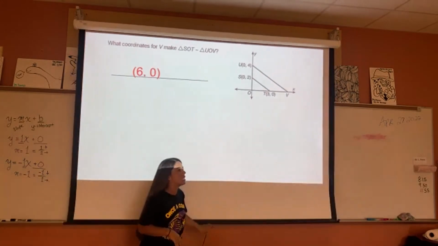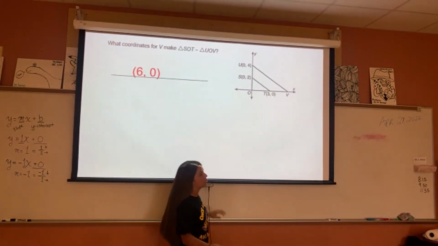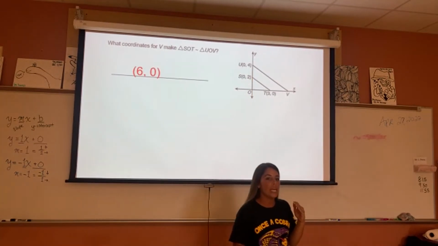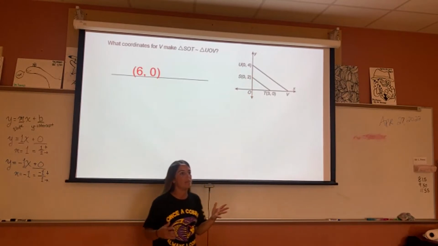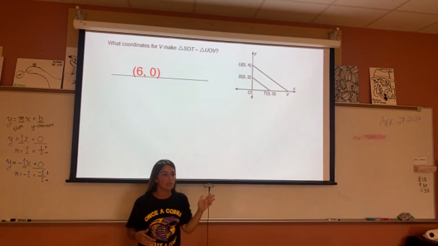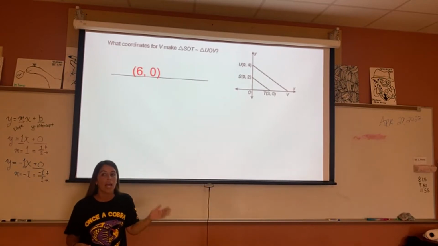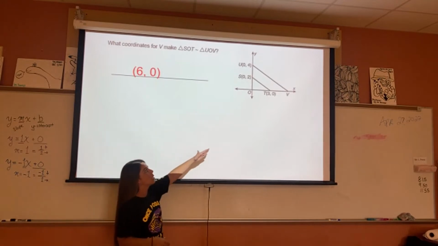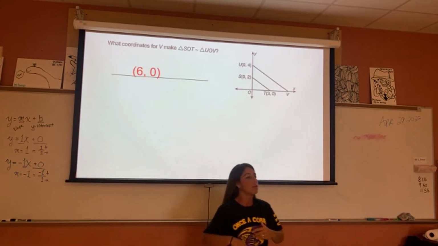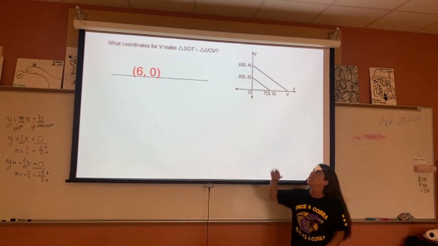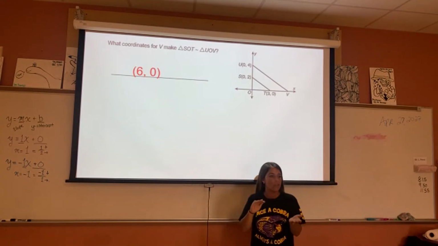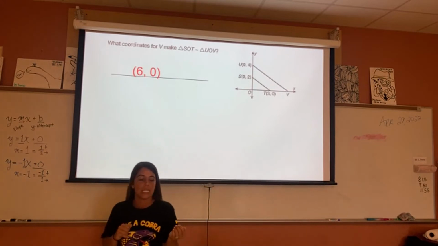I just didn't want you to see it and think it's like a translation where to get from 0,2 to 0,4, we just slid up 2. If you recognize it's a multiplication problem, to get from 0,2 to 0,4, I would have to multiply it by 2. 0 times 2 is 0, 2 times 2 is 4. I just repeat that rule. 3 times 2 is 6, 0 times 2 is 0. I end up at 6, 0. Again, what this really says is triangle SOT is half the size of triangle UOV, or vice versa. UOV is twice as big as SOT.